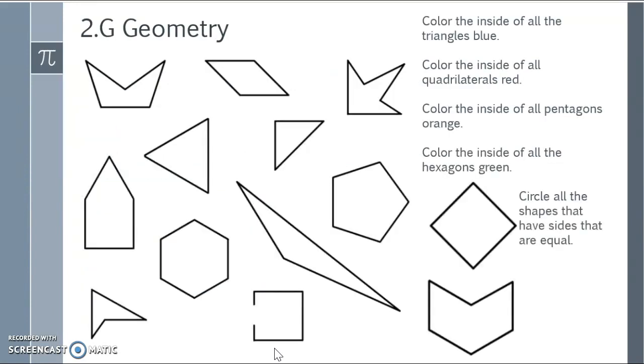I assume that you print out the lesson PowerPoints, so take a moment, pause the video, and complete what I have listed here. Color the insides of all the triangles blue, color the inside of all quadrilaterals red, color the inside of all pentagons orange, and color the inside of all the hexagons green. Circle all the shapes that have sides that are equal. Take a moment, pause the video, and then we'll reveal the answer.